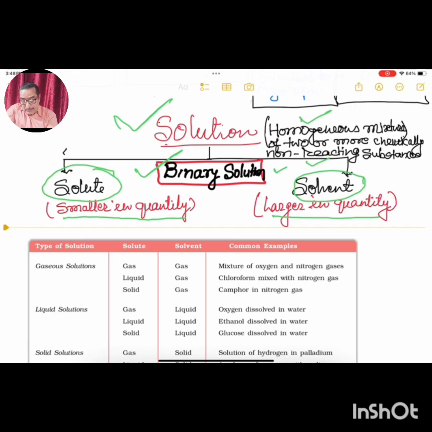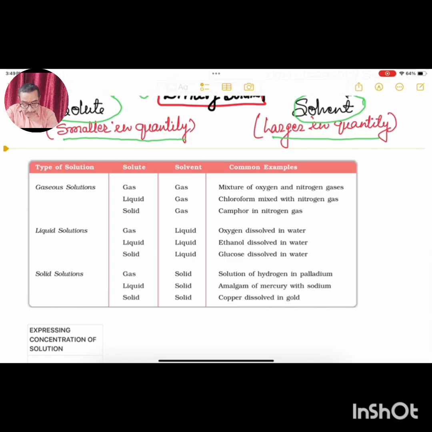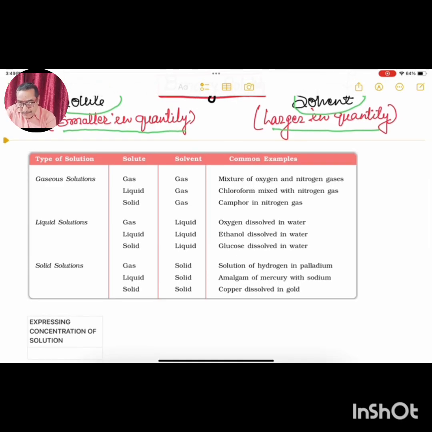Now, for example, if you see a sugar solution, always water is large and sugar is smaller in quantity. So sugar is the solute, water is the solvent. If you take lemon juice in water, the lemon juice is smaller in quantity and water is larger in quantity. Now on the basis of the components, the solutions are mainly divided into three categories. That is the gaseous solution, liquid solution and solid solution.